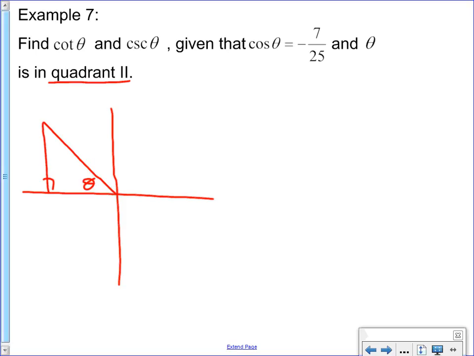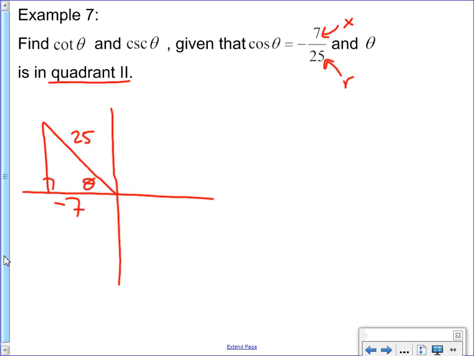Okay? All right. Cosine is negative 7 over 25. Cosine is what over what? Yep. That's the x. That's the r. So the x is 7, and the r is 25. But wait. One of them must be negative. The 7. This is a good way, right? Like showing the picture. I like that too.